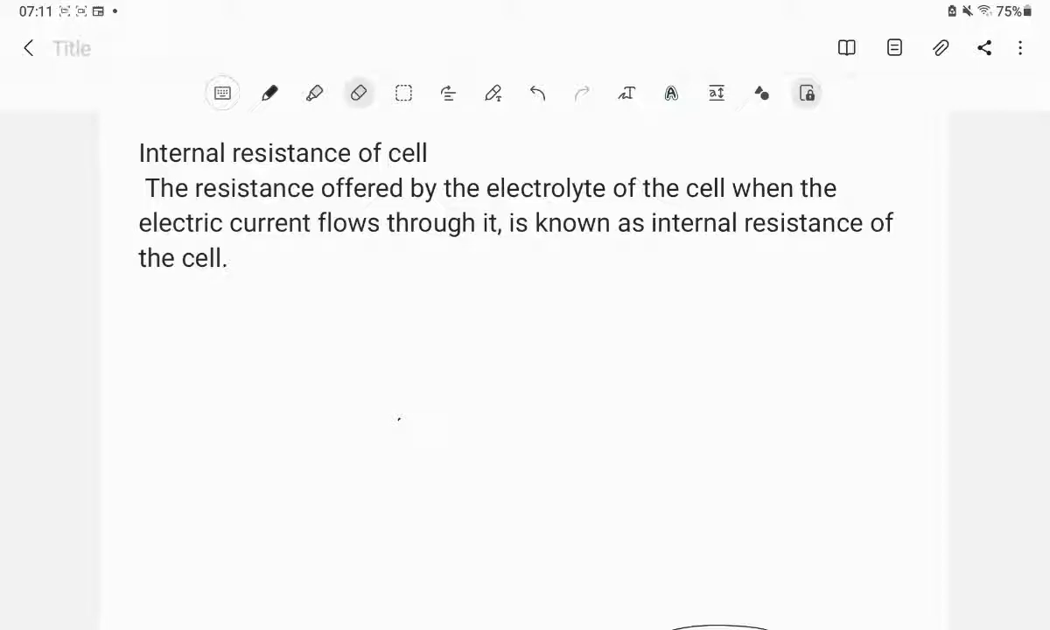Today we will study what is internal resistance of a cell, electromotive force, and then the terminal potential difference in this video. Okay, the first one is what is internal resistance of a cell. In simple terms, internal resistance of a cell means the resistance of the cell.